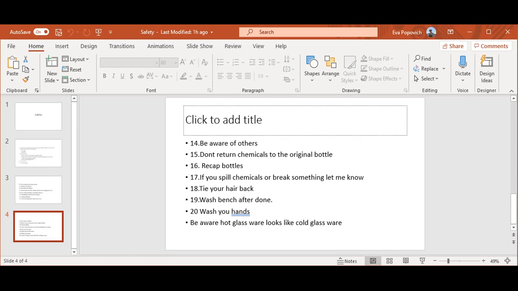Don't return chemicals to the original bottle. Recap the bottles after you've taken something out of it. If you spill or break something, let me know.